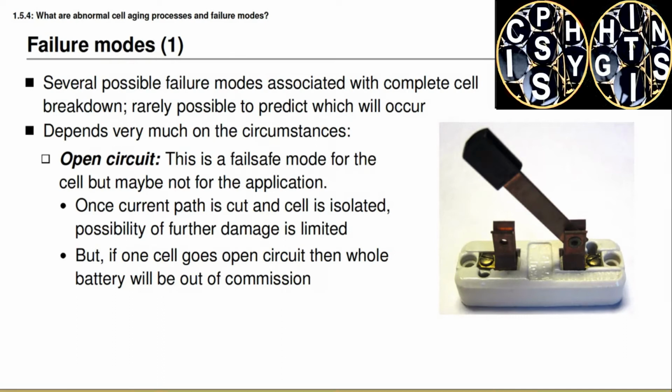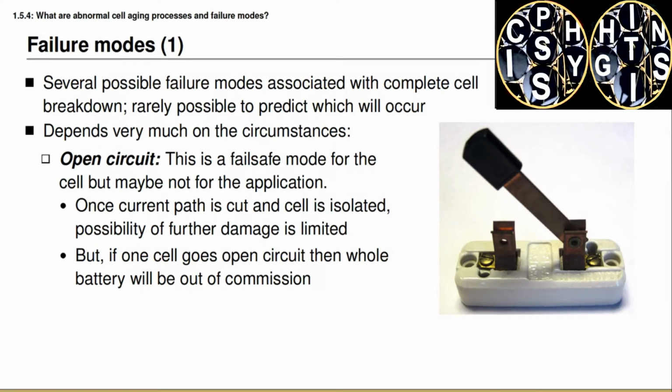So I've drawn a knife switch here in the open position, and you can imagine your battery cell coming to the same condition, that instead of supplying a voltage, supplying energy to the load, instead it opens up a circuit. It causes an infinite resistance between the two terminals of the cell and no voltage being generated by this cell. So once this current path is cut by the internal open circuit, the cell is isolated and the possibility of further damage to this cell is very limited.